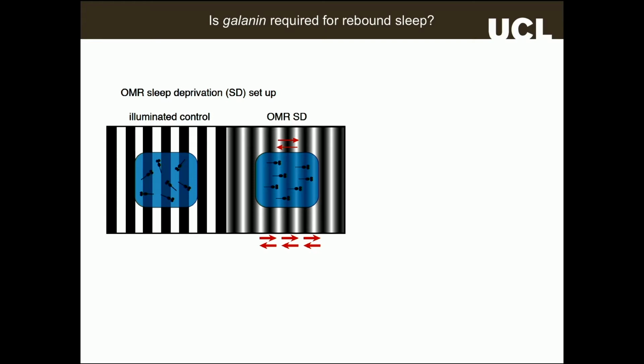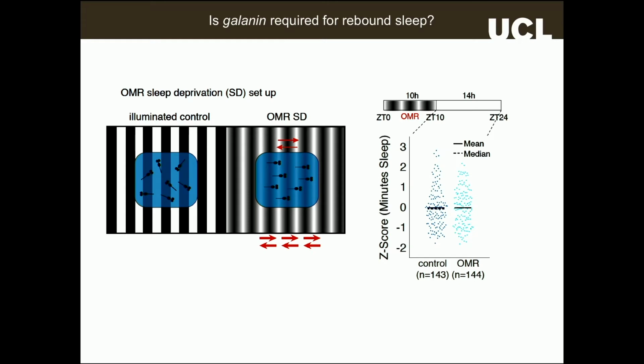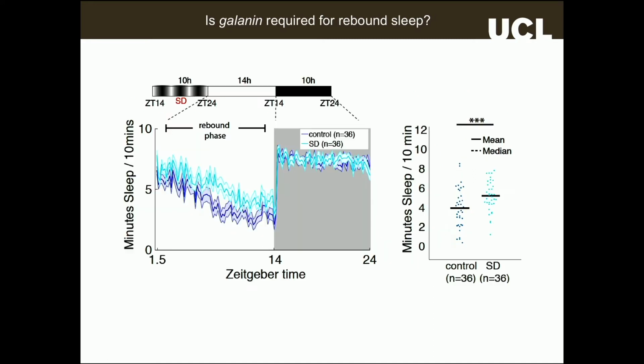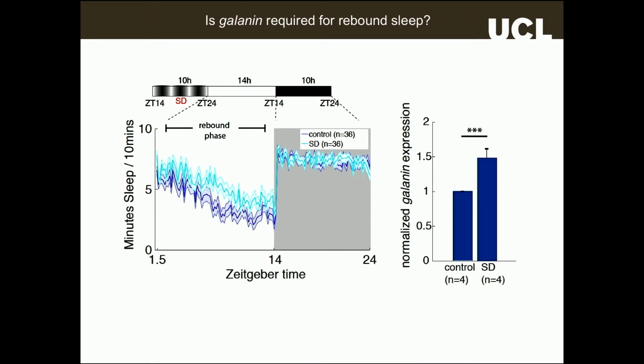So basically what we do is have these fish swim back and forth during a whole night, whereas the controls are shown a non-moving grating. Just to show you, if we do this during the day, we don't see any effect on rebound sleep. So it's not just that they are physically tired and stop moving. But if we do this during the night and then monitor the fish the following day, you can see the light blue compared to the dark blue, we can see rebound sleep following the sleep deprivation. And we also importantly see an increase in galanin transcription.